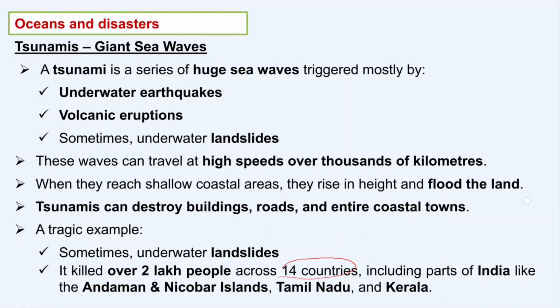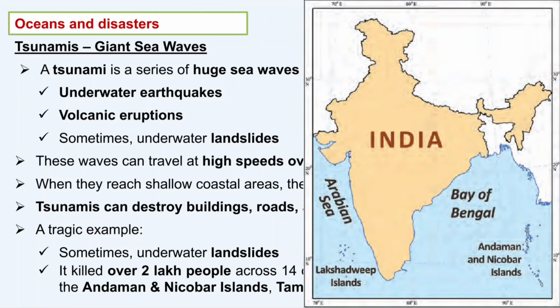So here this is the map of India, where see this is the Indian Ocean, completely all these things are Indian Ocean, and here we have the Lakshadweep Island, this is the Andaman Nicobar Island, this is the Arabian Sea, and this is the Bay of Bengal.